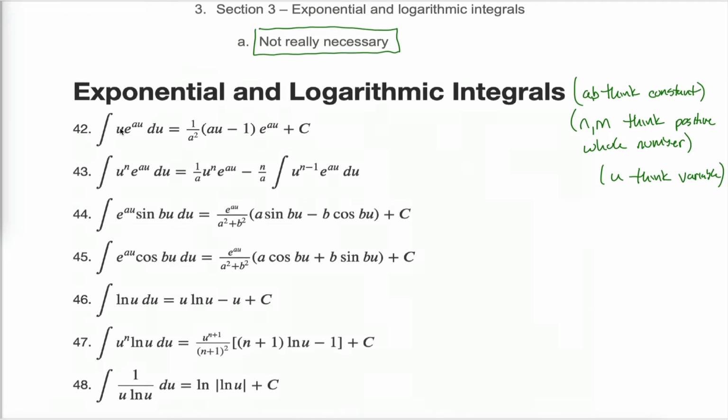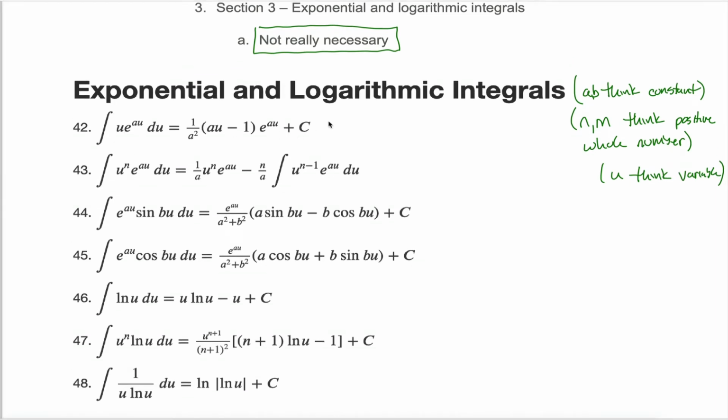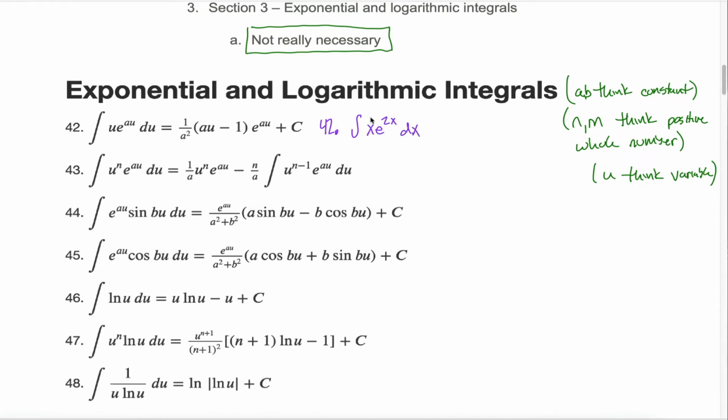So let's take a look at what 42 is really telling us. For 42, think: you're being asked a question like, what's the integral of x e to the 2x, for example? The point that I want to make about this question is, as I talk about up here, you already know how to figure this out. This is a question you've seen before, right? We could do this with integration by parts. We would let u be equal to x, and dv would be equal to e to the 2x dx, in which case du would be equal to 1 dx, and v would be equal to 1/2 e to the 2x.